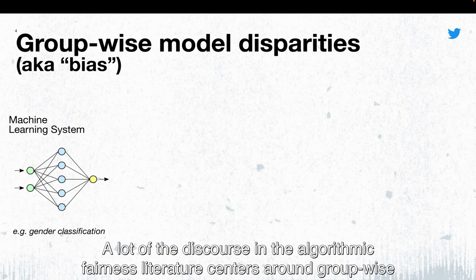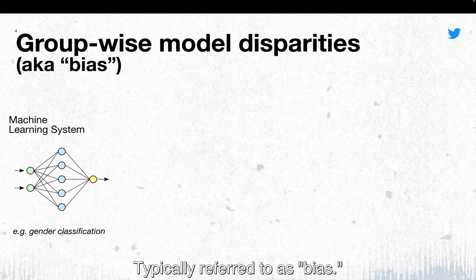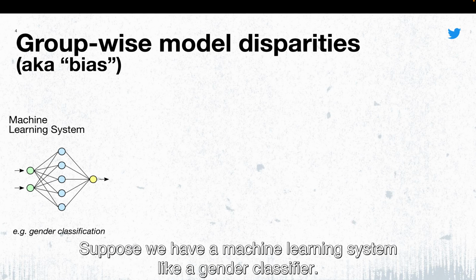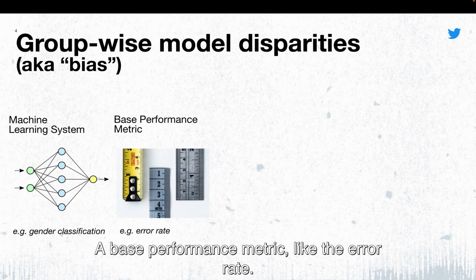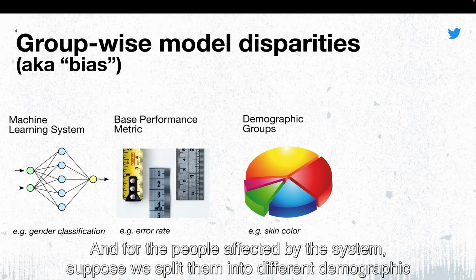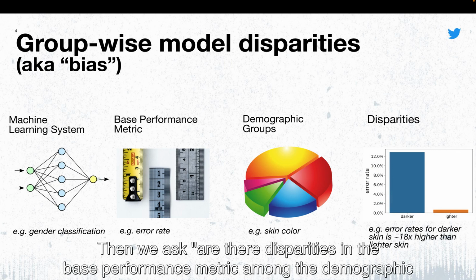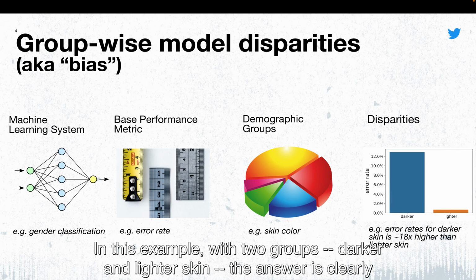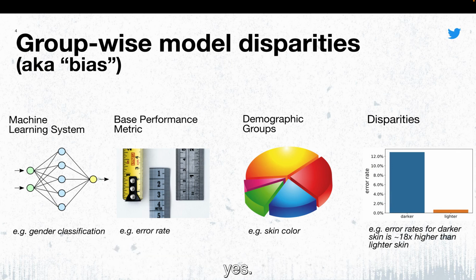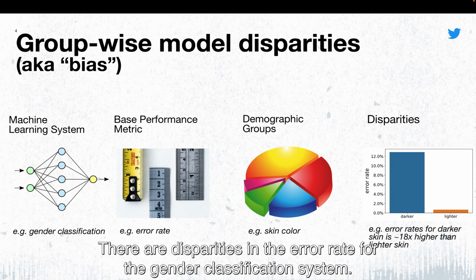A lot of the discourse in the algorithmic fairness literature centers around group-wise model disparities, typically referred to as bias. Suppose we have a machine learning system, like a gender classifier, a base performance metric, like the error rate, and for the people affected by the system, suppose we split them into different demographic groups, like their skin color. Then we ask, are there disparities in the base performance metric among the demographic groups for the system? In this example, with two groups, darker and lighter skin, the answer is clearly yes. There are disparities in the error rate for the gender classification system.